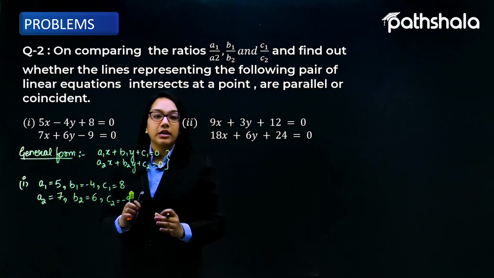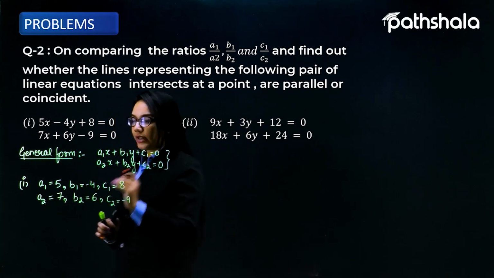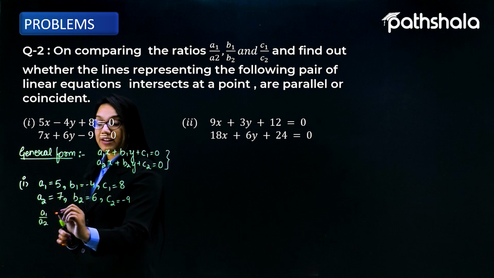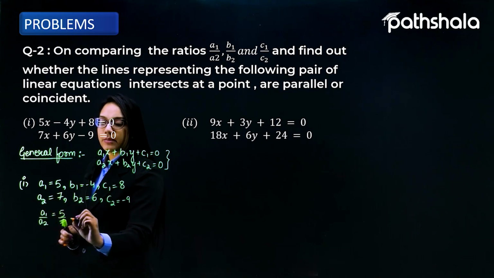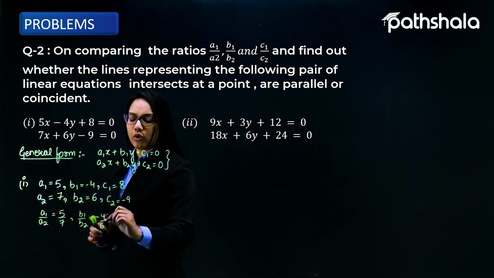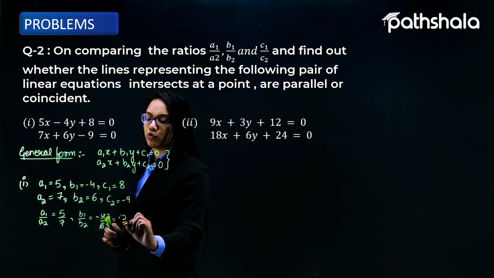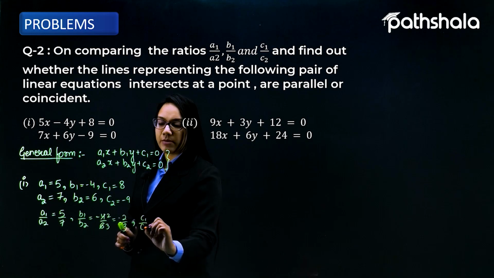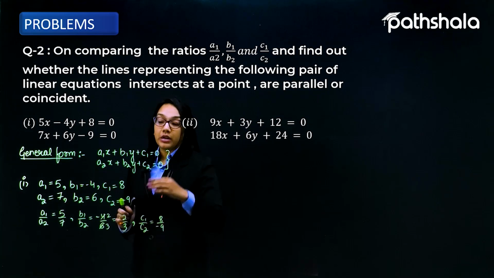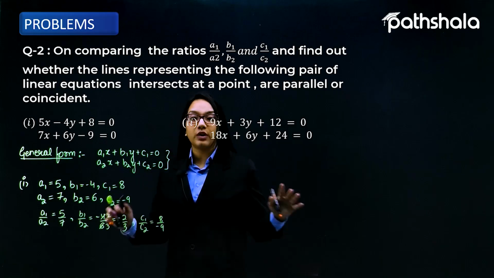Now let's compare the ratios of a1/a2, b1/b2, c1/c2. a1 by a2 is 5 by 7. Similarly, b1 by b2 is minus 4 by 6, and we can reduce it to the lowest form: 2 into 2 is 4, 2 into 3 is 6, so this is minus 2 by 3. Further, c1 by c2 is 8 by minus 9. As you can see, none of the ratios a1 by a2, b1 by b2, c1 by c2 are equal to each other.